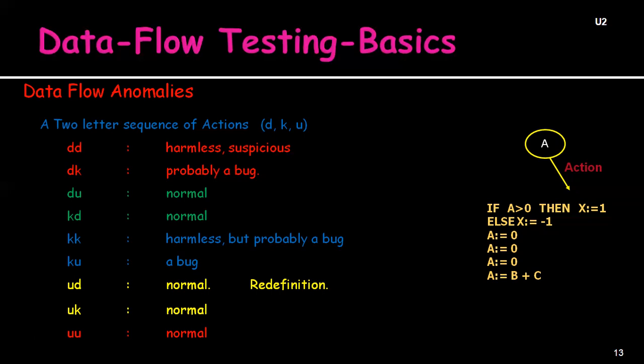Now coming to KD. KD means killing, and after that we are defining. That particular data object was first killed, then again defined. So instead of defining, we can say redefined. First we killed that particular object, then we redefined it. So an object is being killed and redefined. Coming to KK. KK is harmless, but probably it can lead to a bug.